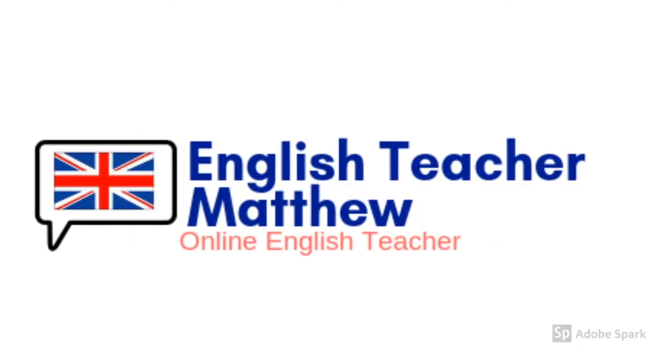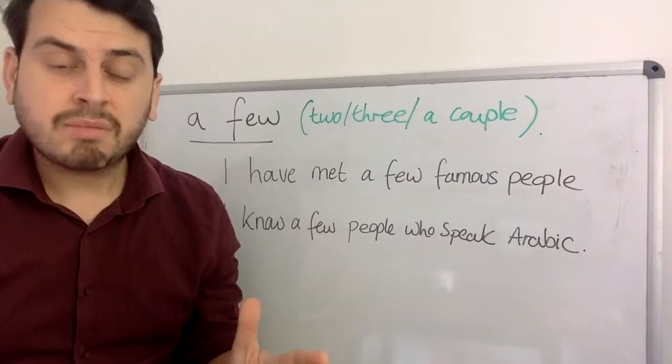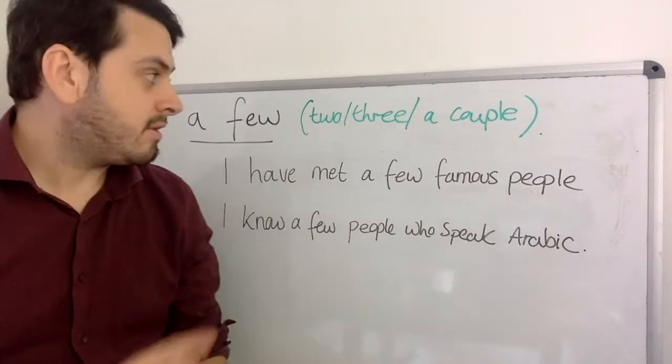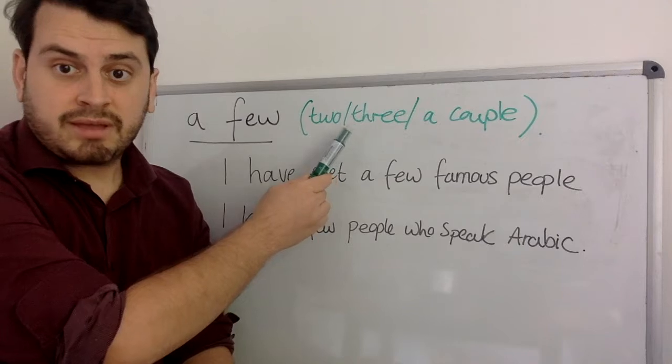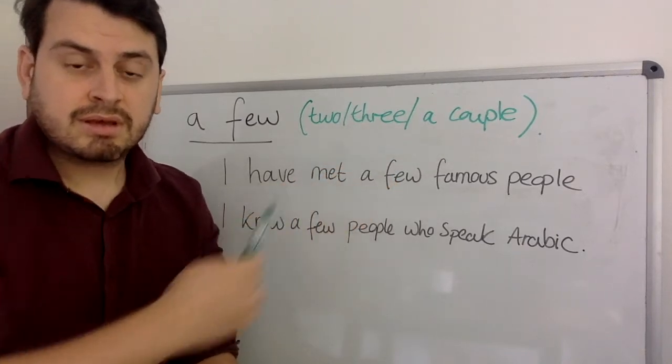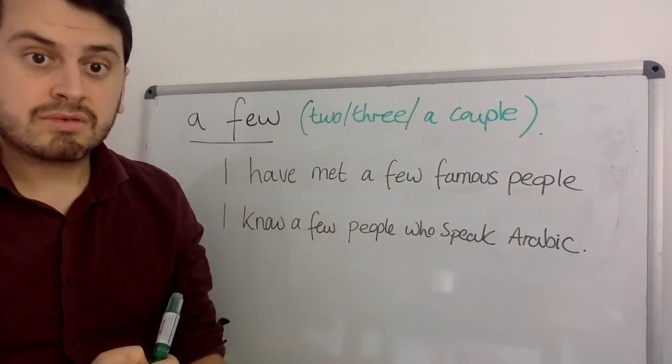And in this video we're going to talk about little, a little, few, and a few. So let's start by talking about a few. So let's look at the board. And a few means two or three, a couple basically. So let's look at these two example sentences.